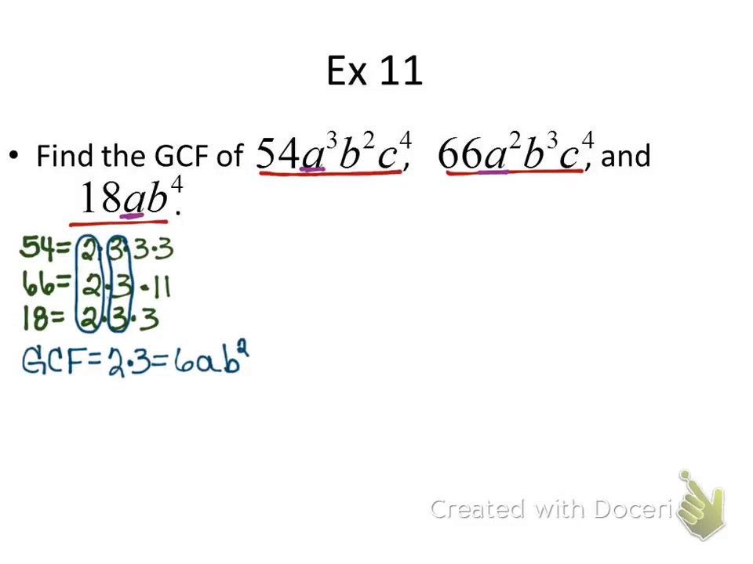Okay. Now, what's the last variable I have up here? C. Okay, 54 has a C. Does 18 have a C? No. So can C be a common factor? No. If they all three don't have it, it cannot be a common factor. So the greatest common factor is going to be 6ab squared. And that's going to be the rest of your notes for today.